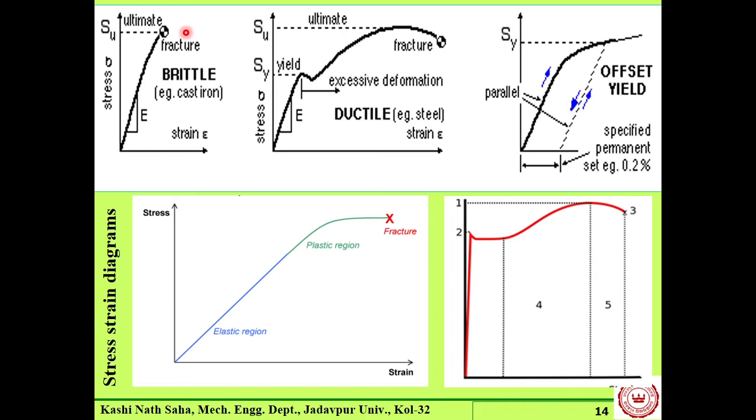And this ultimate stress value is different. For a brittle material, fracture occurs at ultimate stress value, but for a ductile material, ultimate stress value is not the fracture stress value. Fracture occurs at a different point.